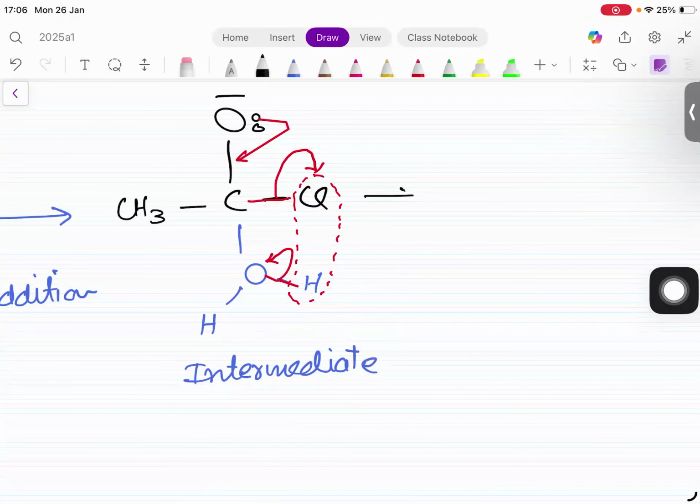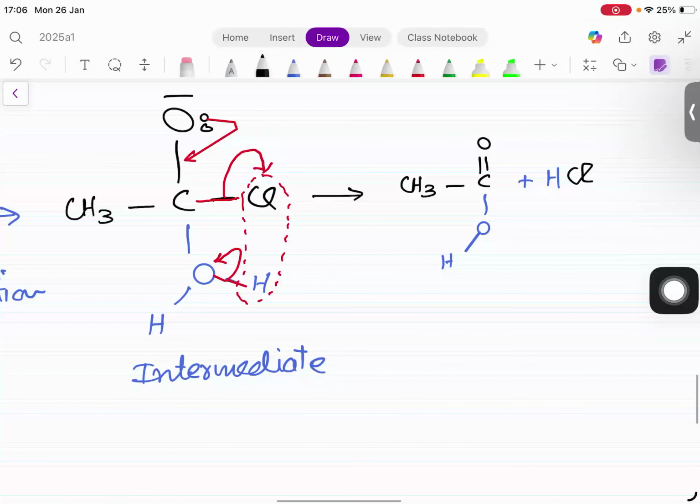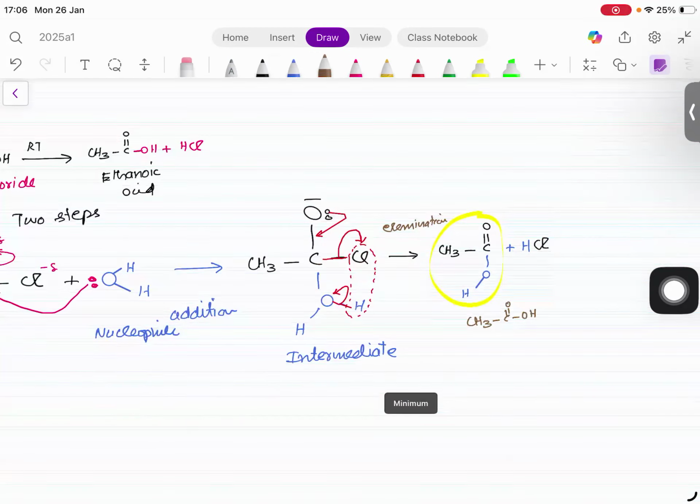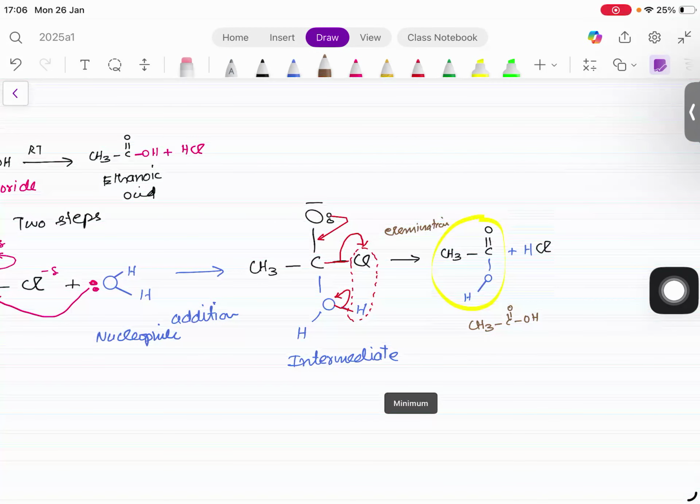Now, as a result, here it is: CH3, C, double bond O. Now the Cl is gone. Here is O, here is H, plus HCl is formed. So this thing here is CH3COOH. So in the second step, precisely elimination happened. So the first step is nucleophilic addition, and the second step is elimination of HCl.